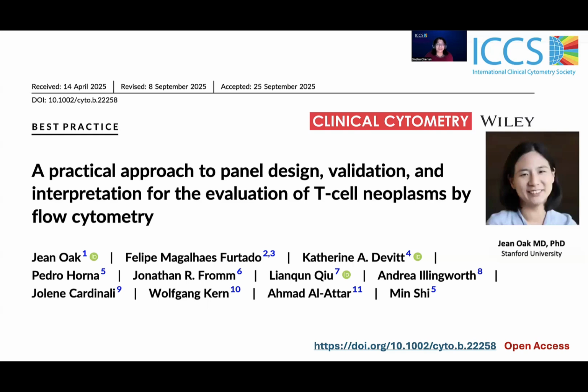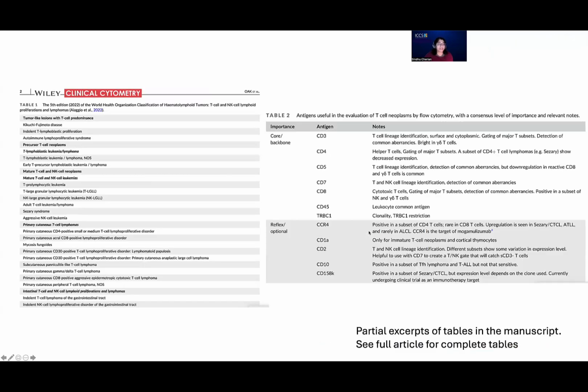Now, before we get to our conversation, I'll tell you a little bit about the article. It contains lots of useful resources if you're evaluating T-cell neoplasms in your laboratories. There are a number of tables that are of value. For instance, we have here Table 1 and Table 2, which list first the different types of T-cell neoplasms you might encounter, and then the antigens you might want to evaluate if you're diagnosing these diseases. The antigens are divided into those that are core or backbone antigens and those that are reflex or optional. And I'll mention that the portions of the tables that I have here are just partial. If you'd like to see the full table, please refer to the manuscript.